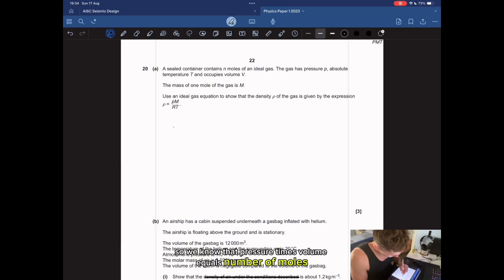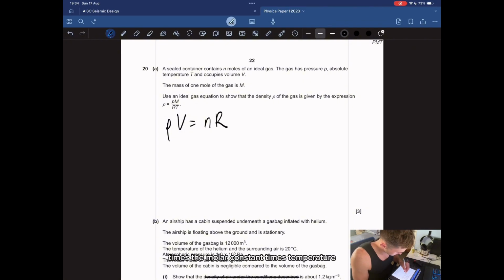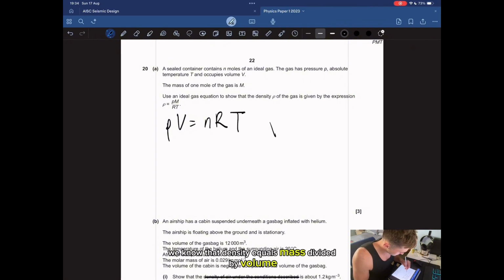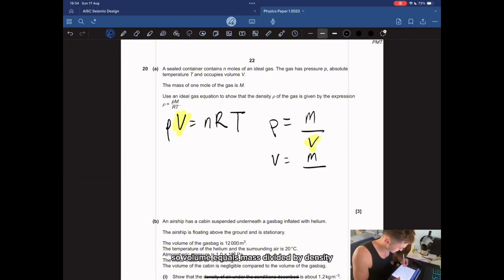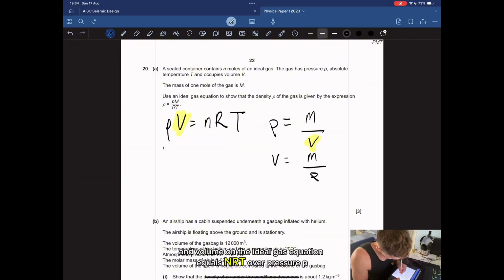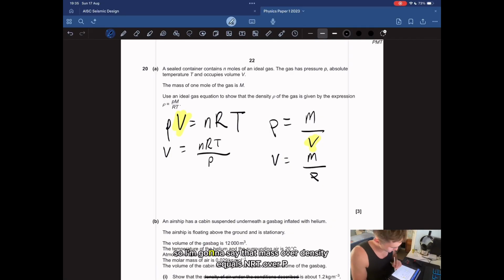So we know that pressure times volume equals number of moles times the molar gas constant times temperature. We know that density equals mass divided by volume. So we have volume here and we have volume here. We want to rearrange for volume. So volume equals mass divided by density. And volume in the ideal gas equation equals nRT over pressure P. So then we're going to say that mass over density equals nRT over P.